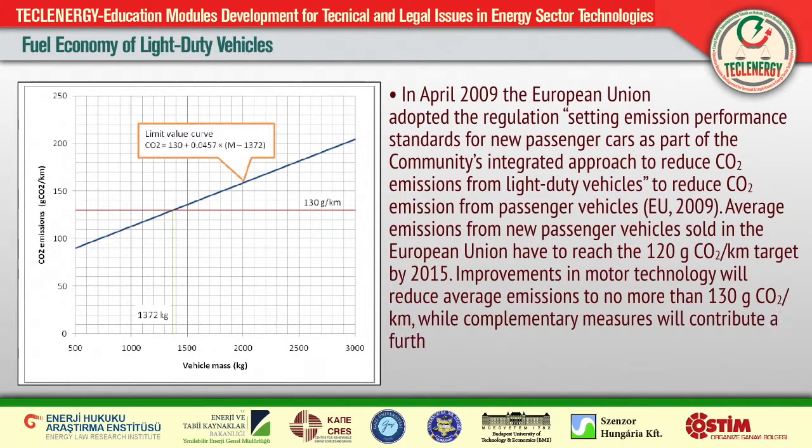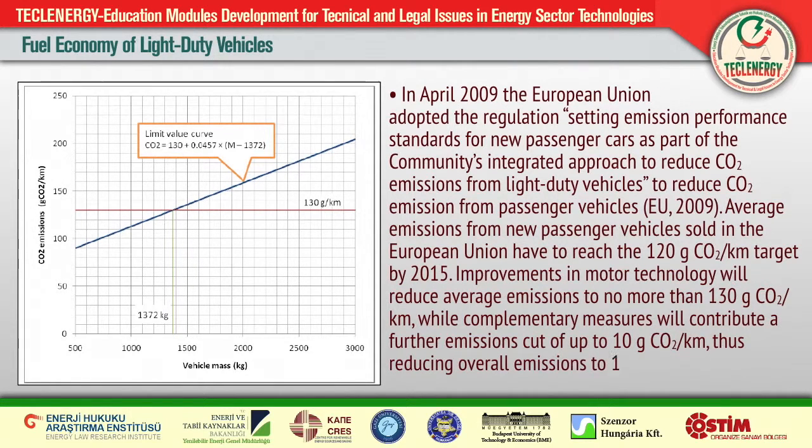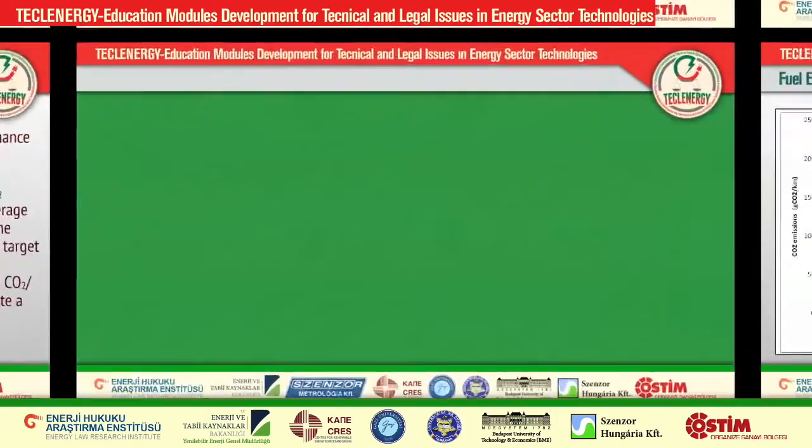Average emissions from new passenger vehicles sold in the European Union have to reach the 120 gram carbon dioxide per kilometer target by 2015. Improvements in motor technology will reduce average emissions to no more than 130 gram carbon dioxide per kilometer, while complementary measures will contribute a further emissions cut of up to 10 gram carbon dioxide per kilometer, thus reducing overall emissions to 120 gram carbon dioxide per kilometer. You may observe the limit value curve of the passenger car regulation in the figure below.